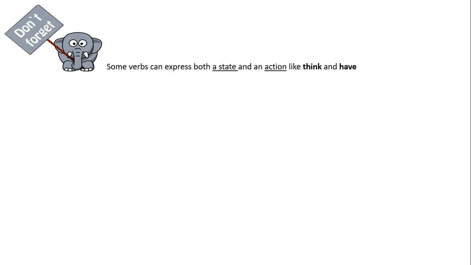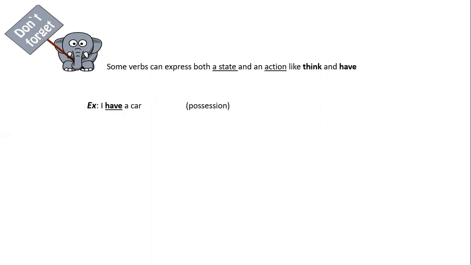Let's start with the first one. I have a car. I have a car. When the verb means possession, الملكية, it is a state verb. For example, I don't say I'm having a car. Now I have a car, but after a minute, I still have a car. So here, it is a state verb.